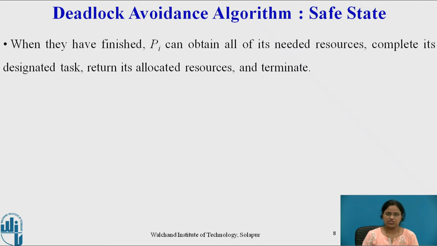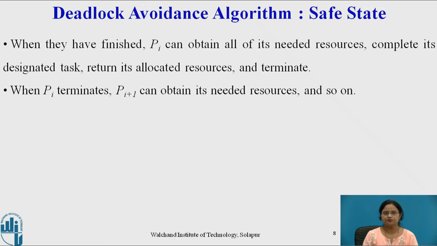When they have finished, then Pi can obtain all its needed resources, complete its designated task, return its allocated resources and then terminate. So process Pi will get all its needed resources, it will execute and then terminate, and while terminating it will release all the allocated resources so that other processes can use them.